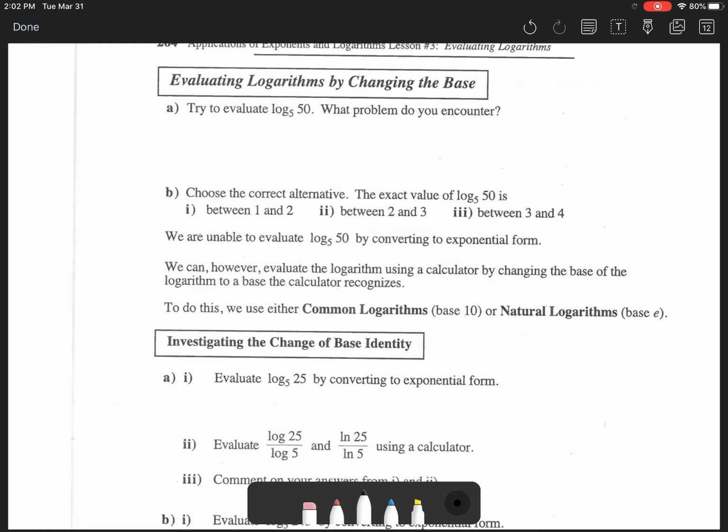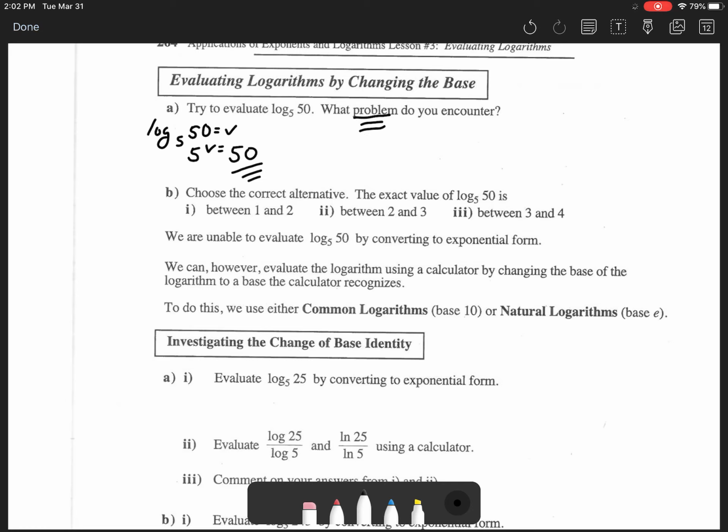Now, the next page, evaluating logs when we change the base. It says, try to evaluate log base 5 of 50. What problem do you encounter? If I was trying to evaluate this based on what we've done so far in the lesson, this is what it would look like. Log base 5 of 50 equals v, an unknown variable. 5 to the exponent of v will equal 50. And now here's the problem: I cannot write 50 as a power with a base of 5.